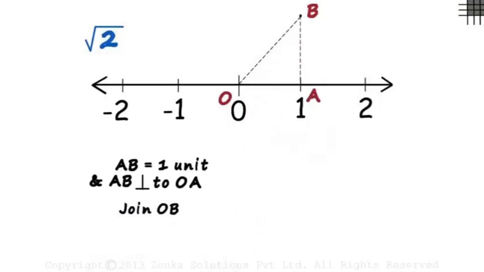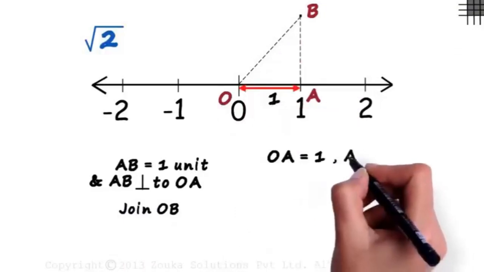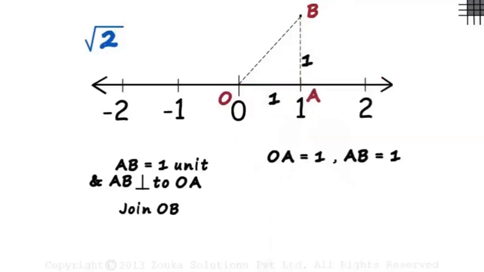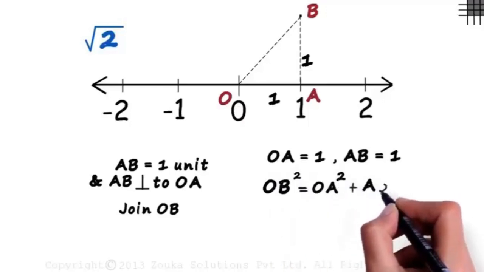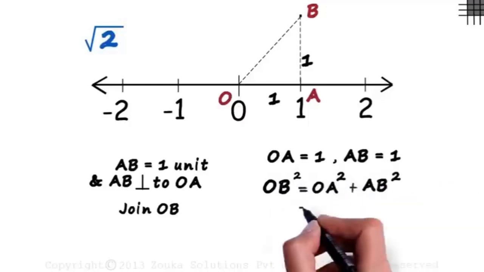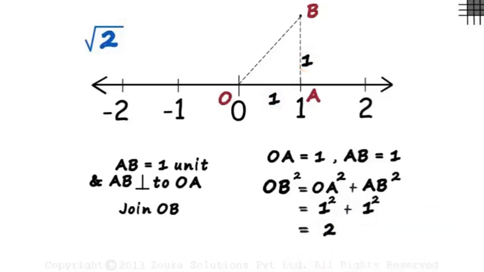Let's analyze the figure. We have OA equal to 1 unit and AB equal to 1 unit. Using the Pythagoras theorem, we have OB squared equal to OA squared plus AB squared. That would equal 1 squared plus 1 squared, which is 2. Taking the square root on both sides, we get OB equal to root 2 units. This length here will be root 2 units.